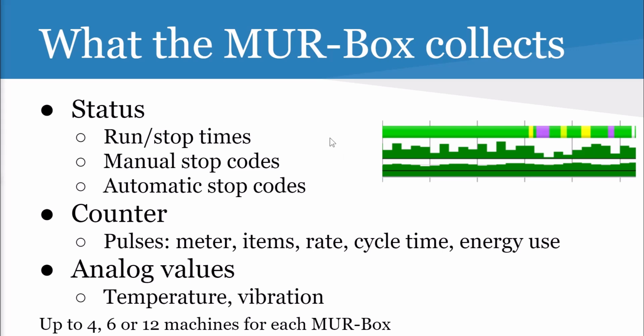A single MUR-Box usually only has one connection from the machine to the MUR-Box. But depending on what version you have, you can connect 4, 6, or even 12 machines to one single MUR-Box. In this example, 12 inputs can also be 2 machines and additional automatic stop code signals.